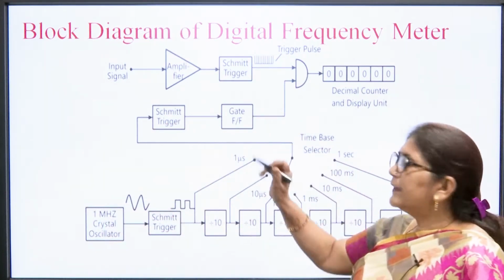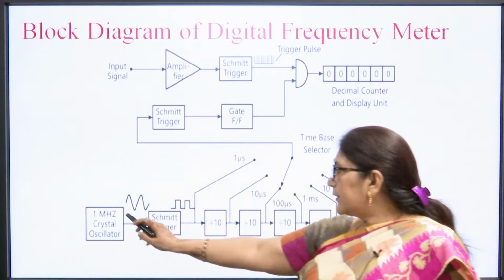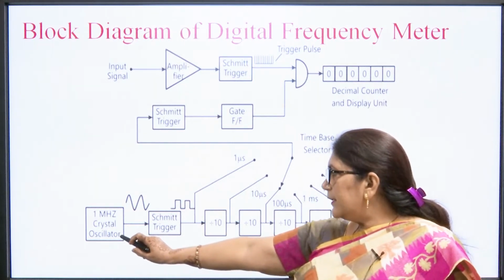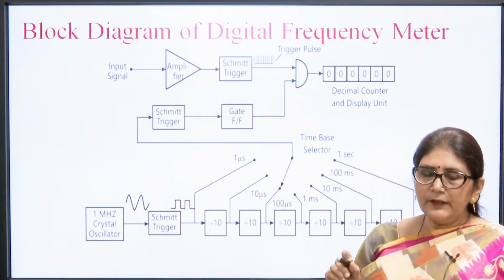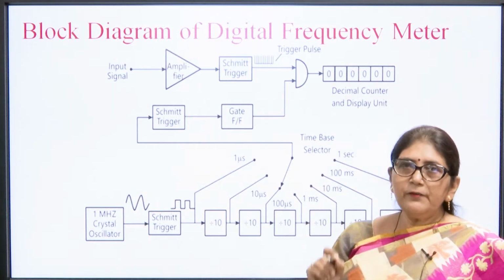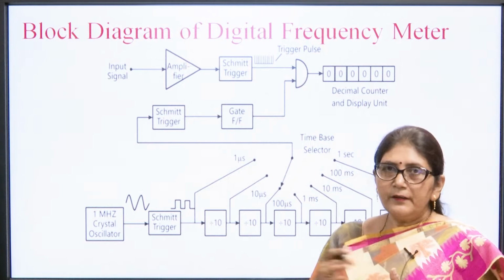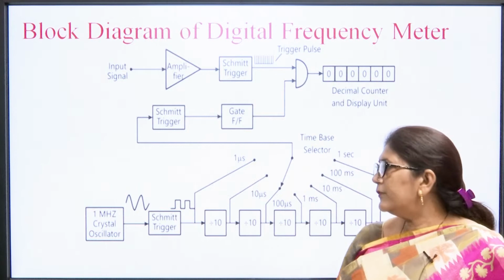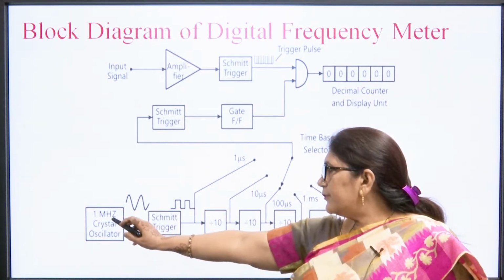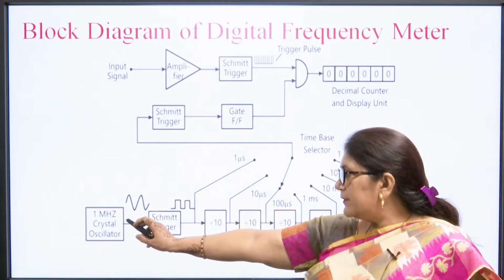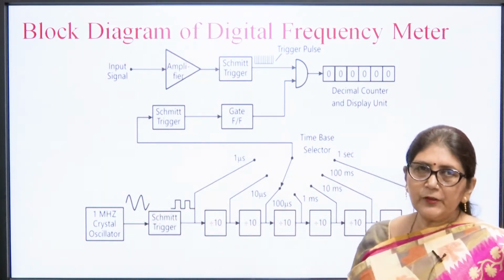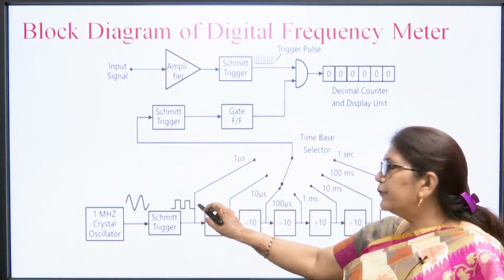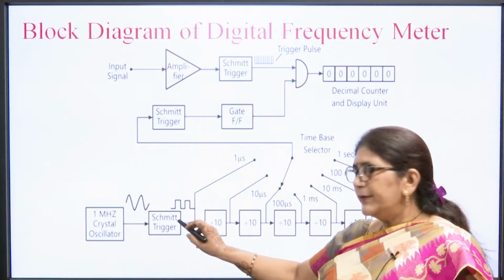We can see in this block diagram that there is a crystal oscillator of 1 megahertz, which we generally use. The crystal oscillator is used because it produces a very stable frequency, and its frequency does not change with time or with other parameters. So, we need a crystal oscillator. It produces a 1 megahertz frequency, which is sinusoidal in nature because it is an oscillator. Then we have to convert this sinusoidal waveform into a square waveform, so again we are using a schmitt circuit.